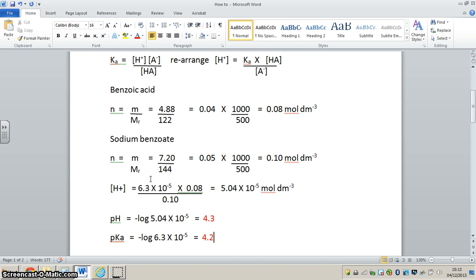And the final section, which asks for pKa, is quite simply the minus log of the acid dissociation constant, which is 6.3 times 10 to the minus 5. So if we actually minus log that value, we get a pKa value of 4.2. And that answers all of sections B, C and D of question 2.